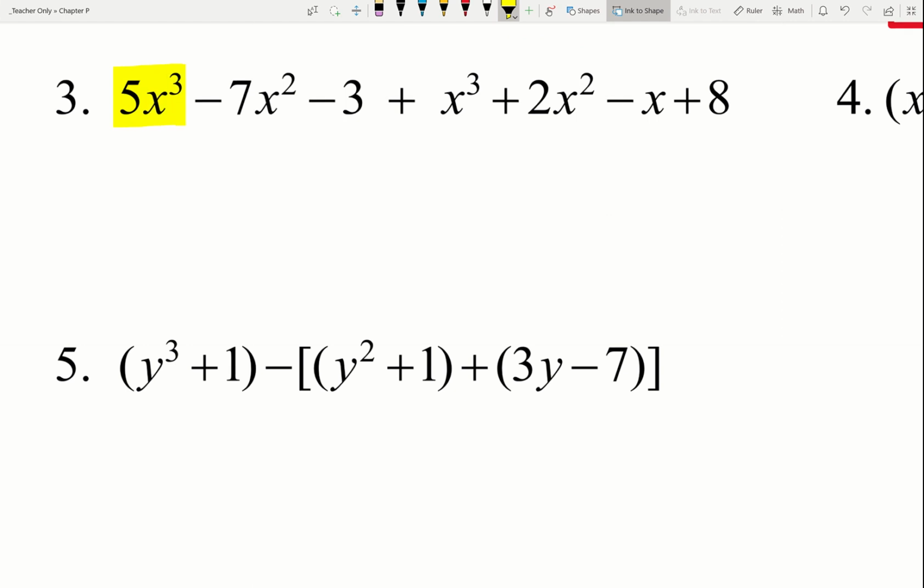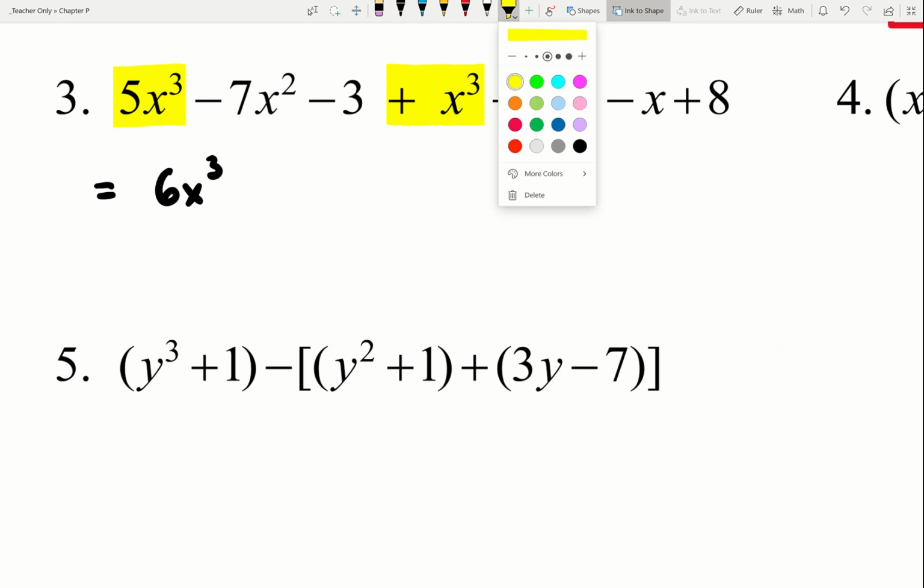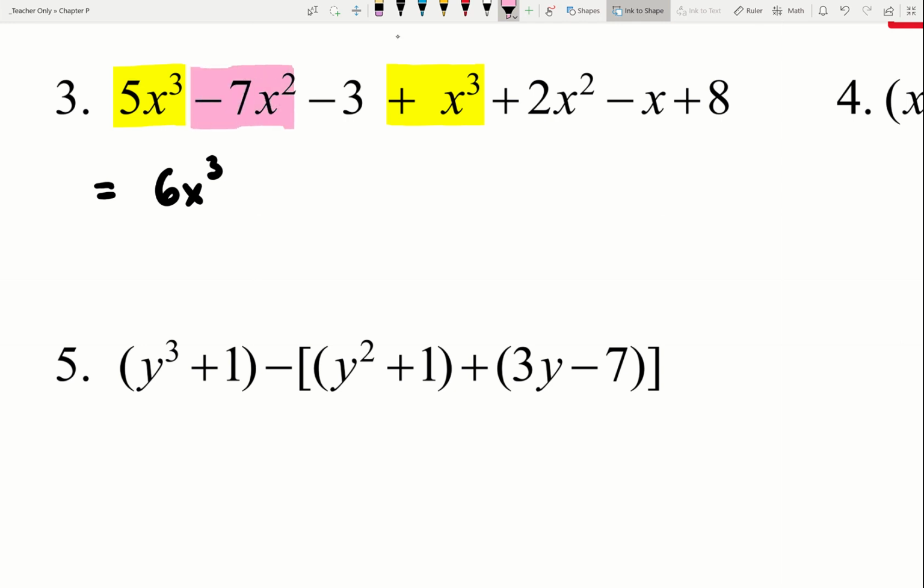So I have a 5x to the third. As I continue to scan through, I've got a plus x to the third and no other x to the third terms to speak of here. So that's 5 of them plus 1 more. That's going to give us 6x to the third terms. And moving right along, I might go ahead and move on to my x squared terms. Again, just take that exponent and go 1 down. We're going to write this in standard form. So I've got some x squared terms here to talk about. That's negative 7x squared plus 2x squared. That is going to give us negative 5x squared.